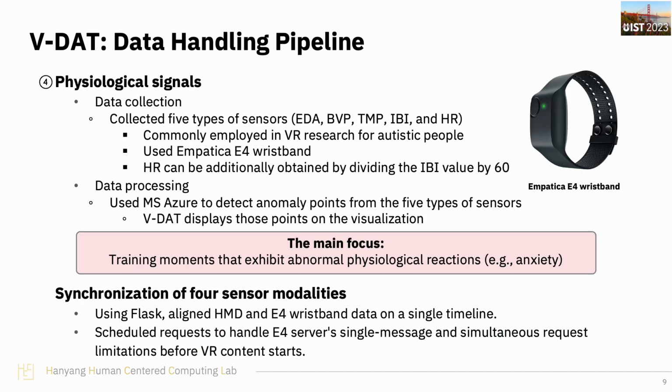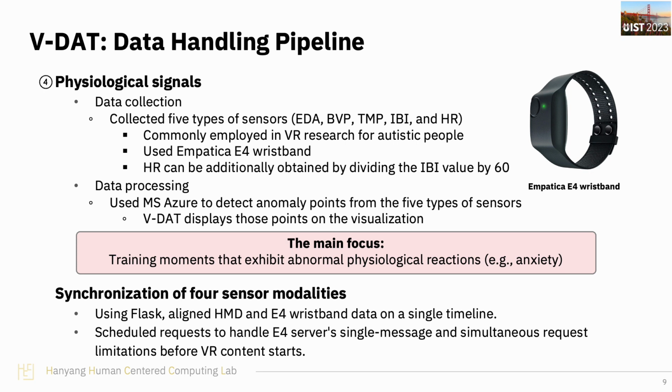The last sensor data is physiological signals. We used an E4 wristband and wanted to examine the emotional changes in training stimulation. Then V-DAT used the Azure API to capture the time point where abnormal physiological signals occur. Focus for this data was to find some training moments that exhibit abnormal physiological reactions, such as anxiety.